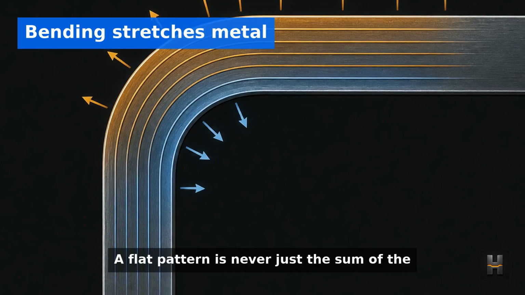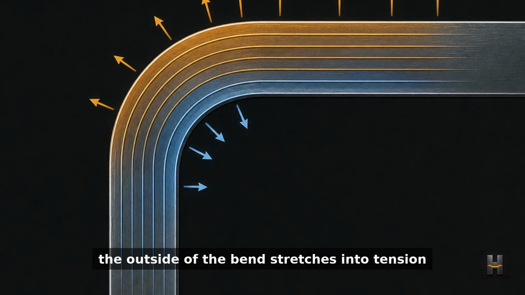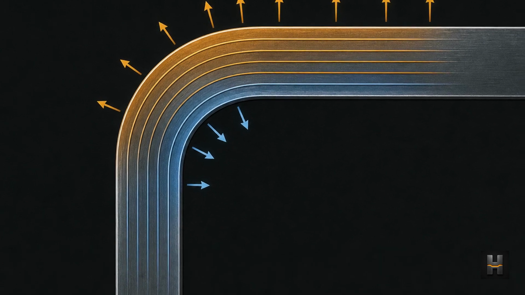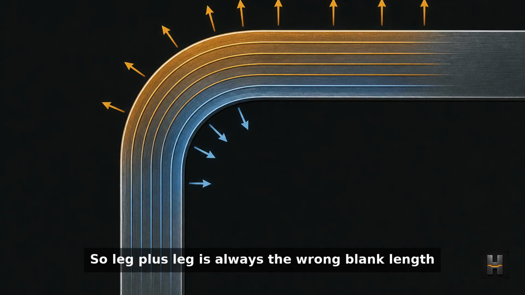A flat pattern is never just the sum of the flanges. When you bend sheet metal, the outside of the bend stretches into tension, and the inside is squashed into compression. The outside gets longer, the inside gets shorter. So leg plus leg is always the wrong blank length.